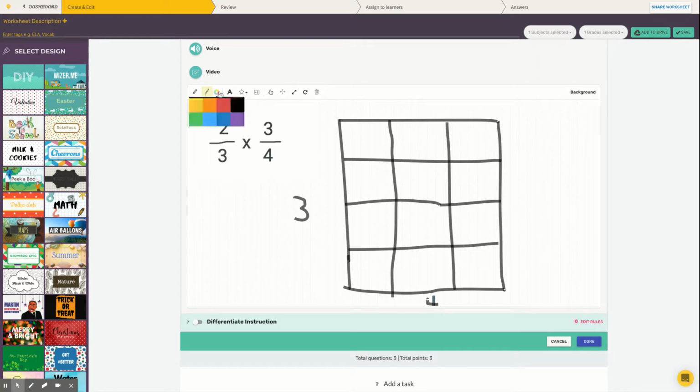So I'm going to change my color here. I need to, let's do yellow. It's kind of light so we can see through it. Okay, so now I'm going to shade 2 out of 3 columns. So since I drew 3 columns, I'm going to shade 2 out of 3 of those. Oh, interesting how that changed a little bit. Now, wait a second, I did not draw that.